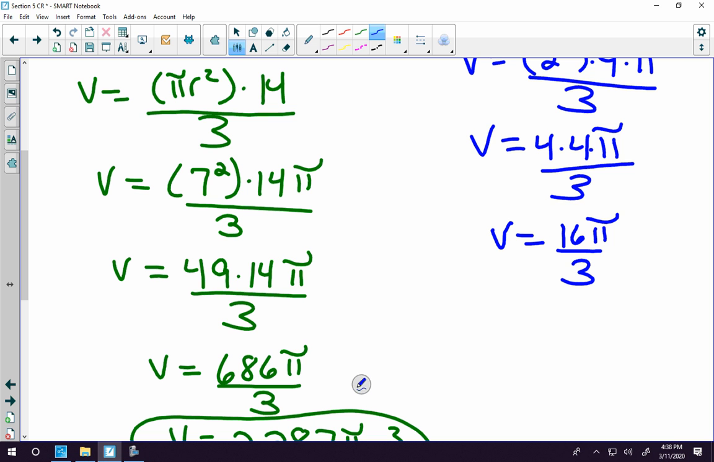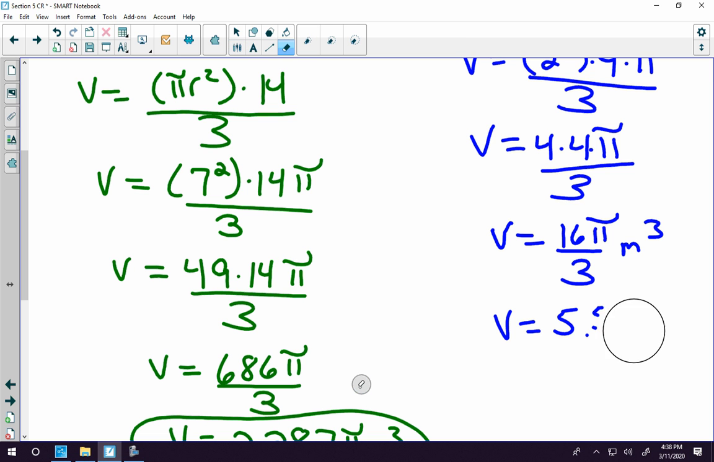If you wanted to convert that, you could actually leave it like that. Put cubic meters if you like, or you can divide 16 by 3 and round if you like. I think that's approximately 5.3 if I got that right. 5.3 pi cubic meters. So 5.3 pi cubic meters. Or if you wanted to, again, you could take 5.3 times pi. I like to leave my answer in terms of pi, or you could take 5.3 times 3.14 cubic meters.